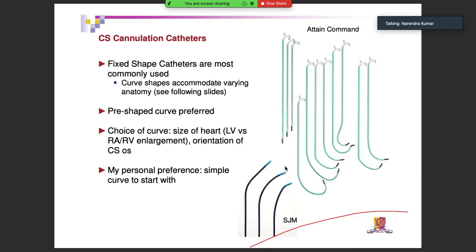So always try to see how the size of the heart is. For example, if the LV is very dilated, the right atrium or the RV is enlarged, or even the orientation of the coronary sinus ostium. A lot of people tend to prefer to start with a simple curve, and then you can start going for the more advanced curves.